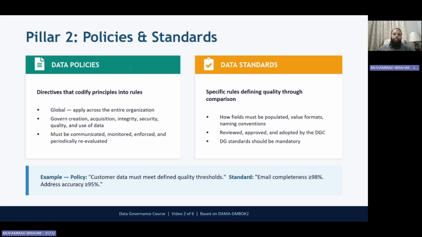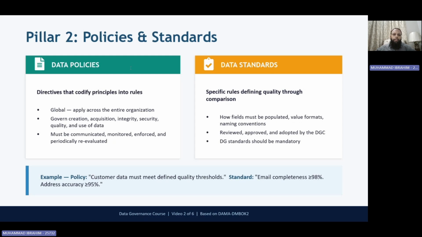Now let's move to the second pillar, policies and standards. These two concepts are related but different, and it is important to understand this distinction. Data policies are directives that codify principles into fundamental rules. They govern the creation, acquisition, integrity, security, quality, and use of data across the organization.